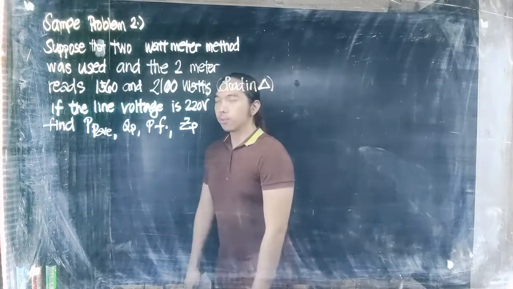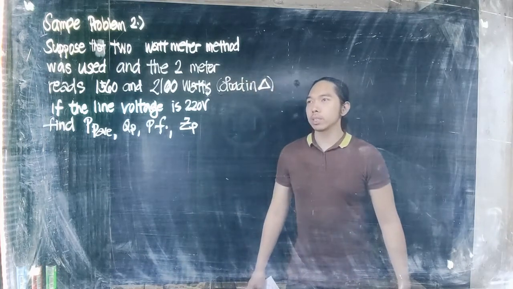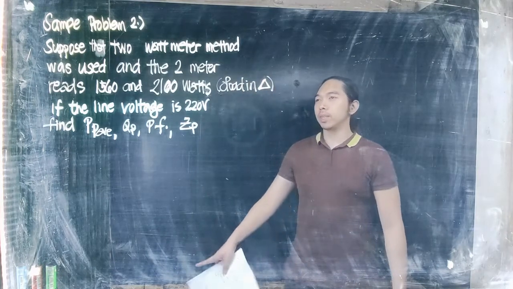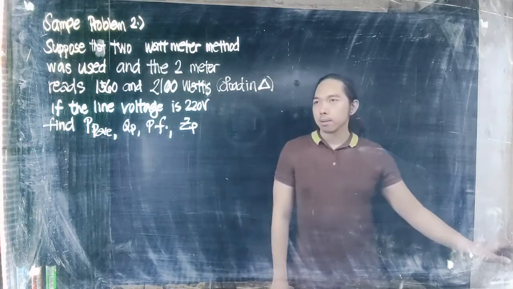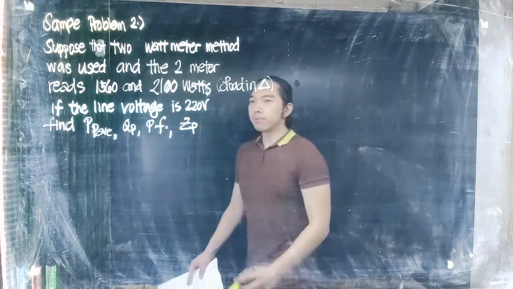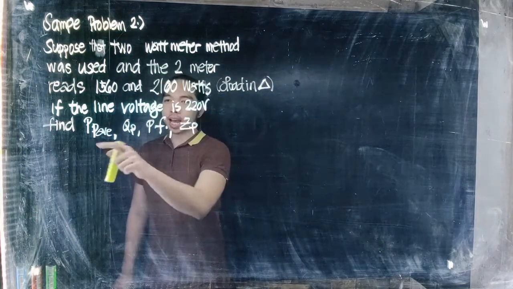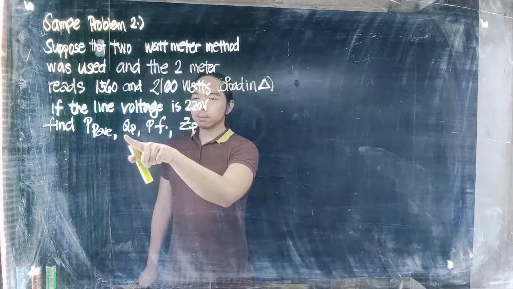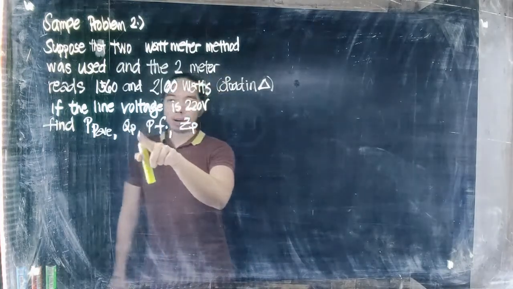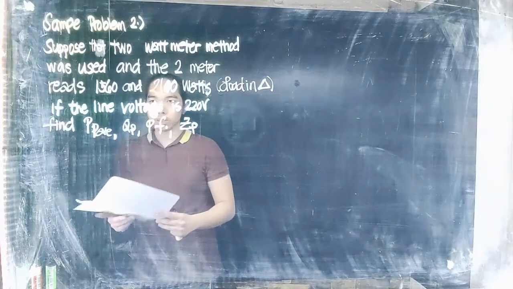For our sample problem, suppose the 2 wattmeter method was used and the 2 meters read 1,560 watts and 2,100 watts respectively. If the line voltage is 220 volts, find the per phase average power, the complex power per phase, the power factor, and the load impedance. So how do we solve that?